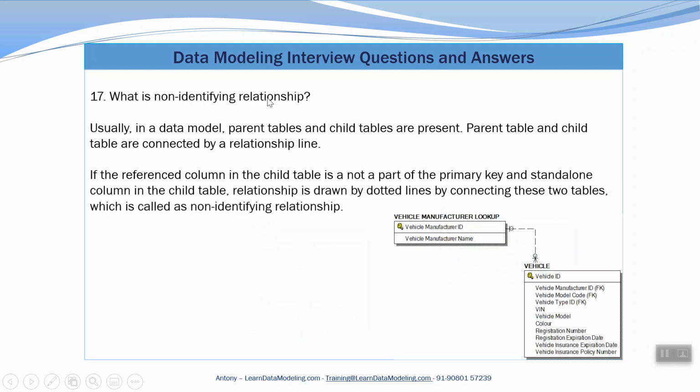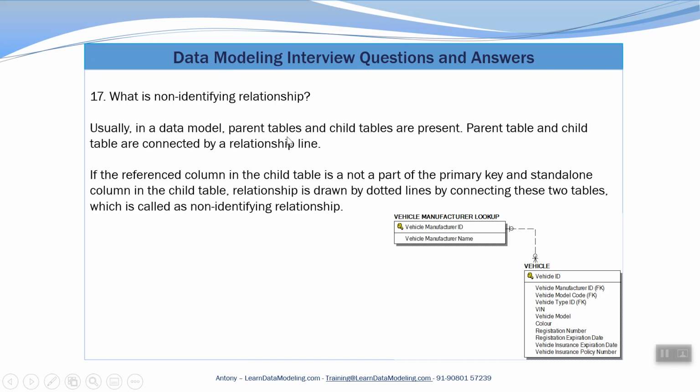So what is a non-identifying relationship? Here you can see vehicle manufacturer ID, and this vehicle manufacturer ID goes to this table as a foreign key, and this vehicle manufacturer ID is not a part of the primary key. And here the relationship is a dotted line instead of a thick line, and that is why it is called a non-identifying relationship.